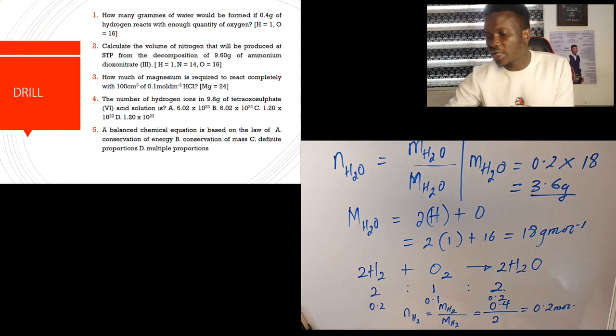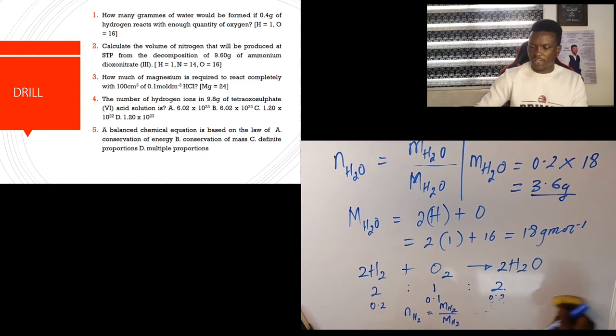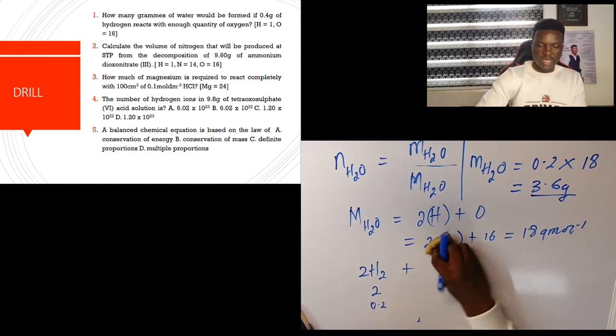So let's look at the next question. Please, do you understand this? Go through it again. It's very simple. We are using our formula and we are trying to get our number of mole from the balanced equation. And that's all.